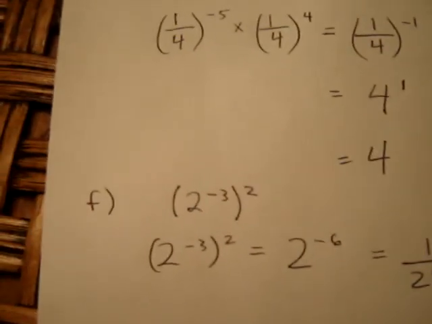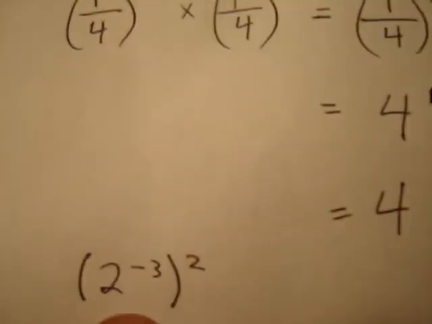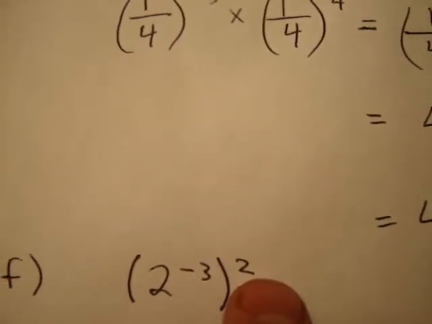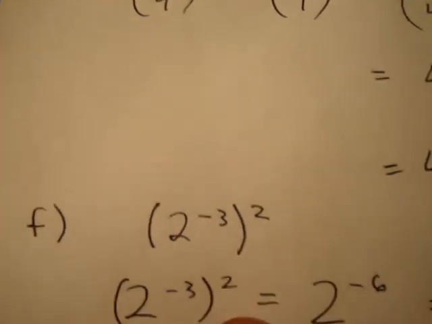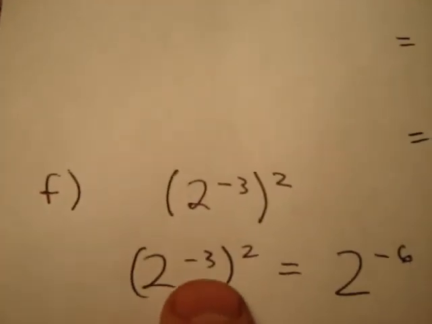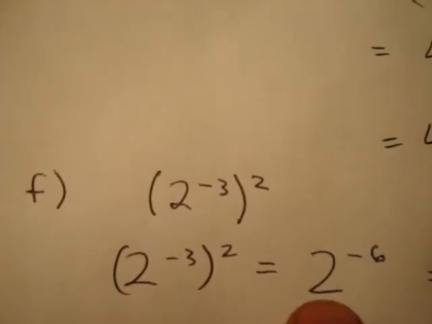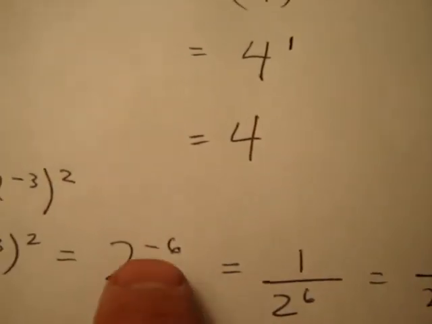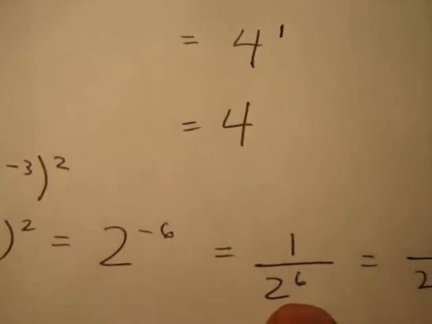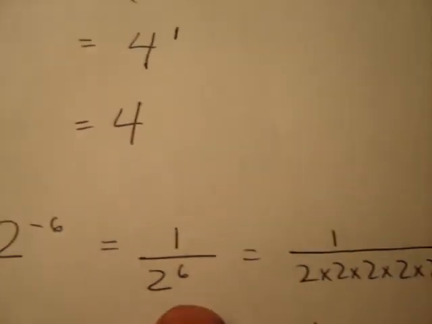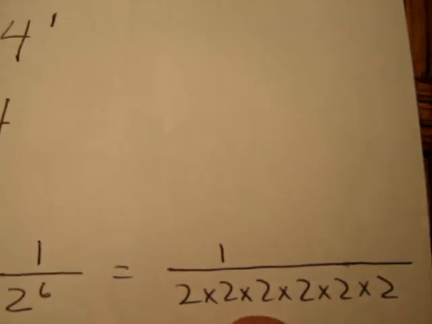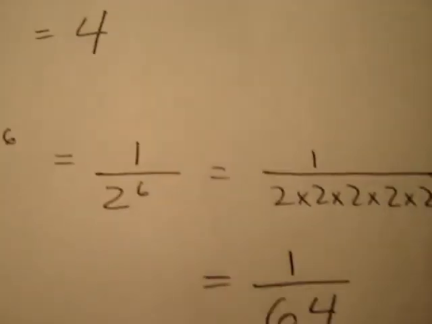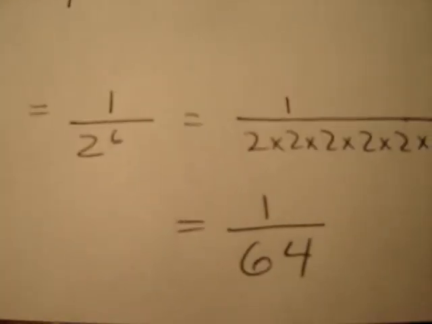And our last example here that we'll do together, we have 2 to the exponent 3, quantity raised to the exponent 2. Well, this is an example of the power rule. We multiply the exponents, and we get 2 to the exponent 6, which becomes 1 over 2 to the exponent negative 6, which becomes 1 over 2 to the exponent positive 6, which becomes 1 over 2 times 2 times 2 times 2 times 2 times 2, which is 1 over 64. No decimals needed. Isn't that empowering?